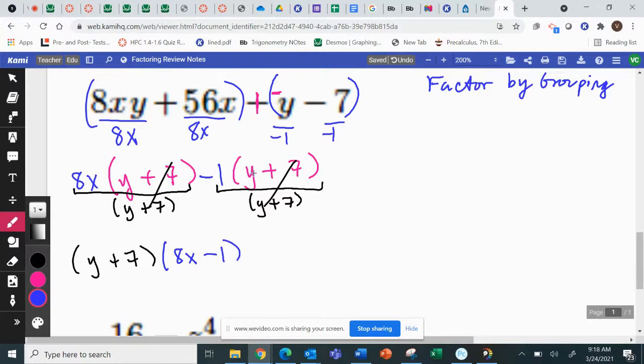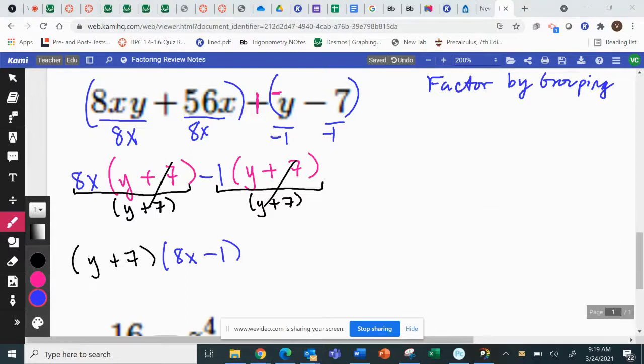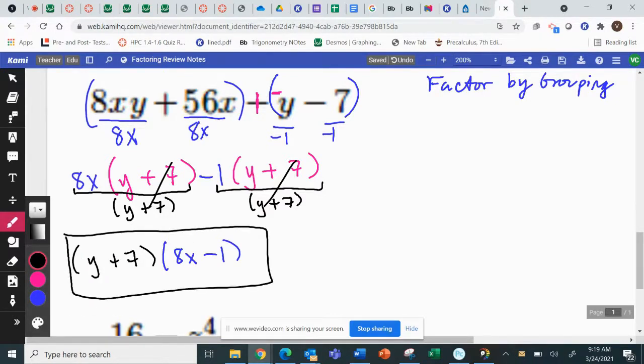And then we always have to check y plus 7 to see if that can factor further. But since y is a first power, it does not factor any further. And same thing with 8x. Since x is a first power, it does not factor any further. So this would be the answer.